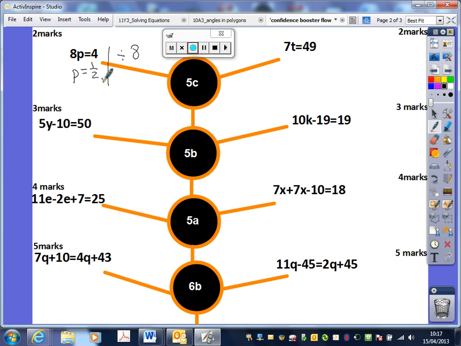We've got 7t is equal to 49. Dylan, what does 7t mean? 7 times t, good. So we need to do the opposite and do what? Divide by 7, good. Okay, so we've got 7t, leaves us with t, and then 49 divided by 7? Good. Okay, well done.